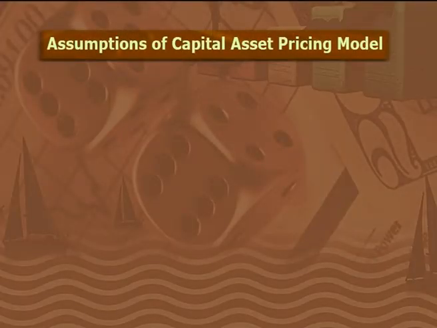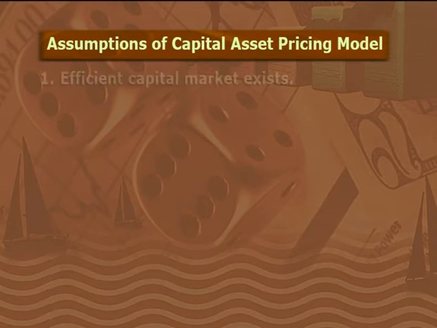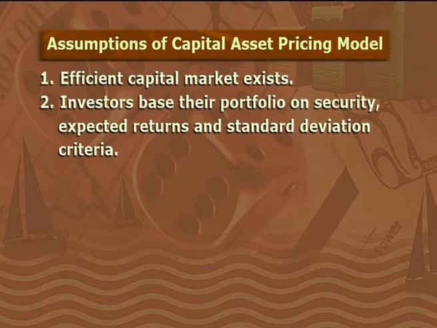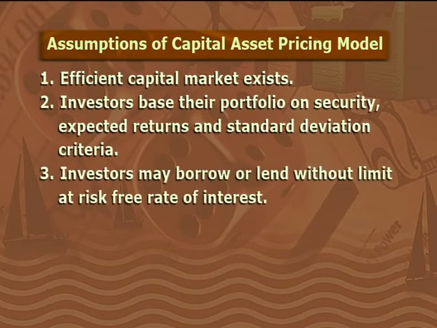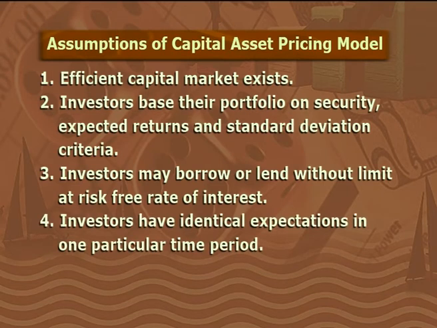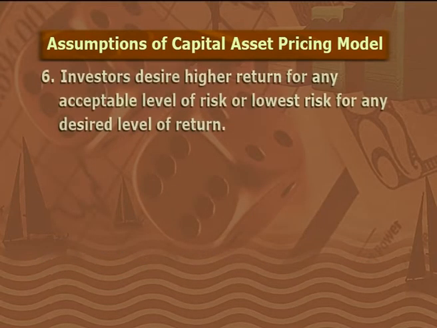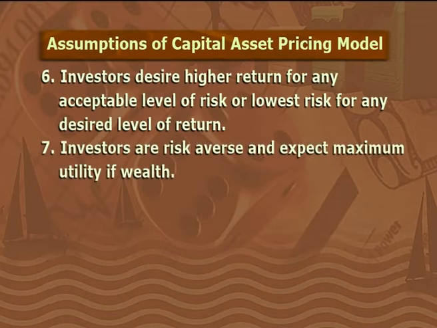Capital asset pricing model is based on certain assumptions. They are: number 1, efficient capital market exists. Number 2, investors base their portfolio on security, expected returns and standard deviation criteria. Number 3, investors may borrow or lend without limit at risk-free rate of interest. Number 4, investors have identical expectations in one particular time period. Number 5, there are no transaction costs involved in buying and selling of securities. Number 6, investors desire higher return for any acceptable level of risk or lowest risk for any desired level of return. Number 7, investors are risk averse and expect maximum utility of wealth.